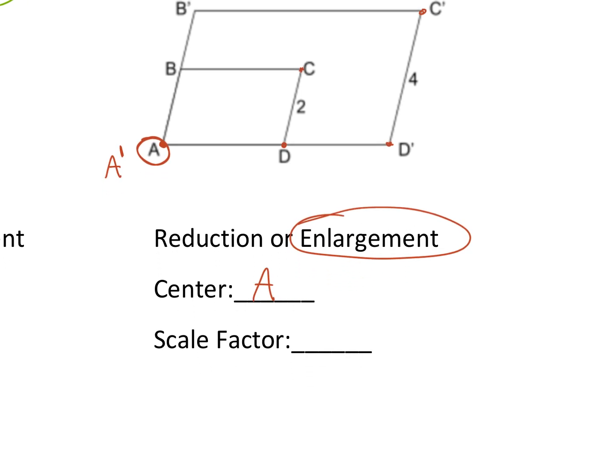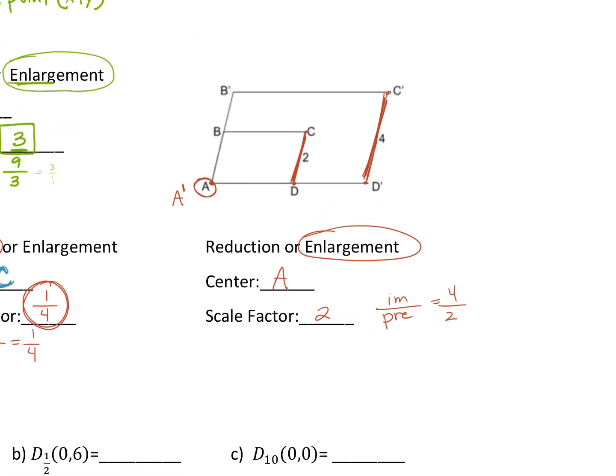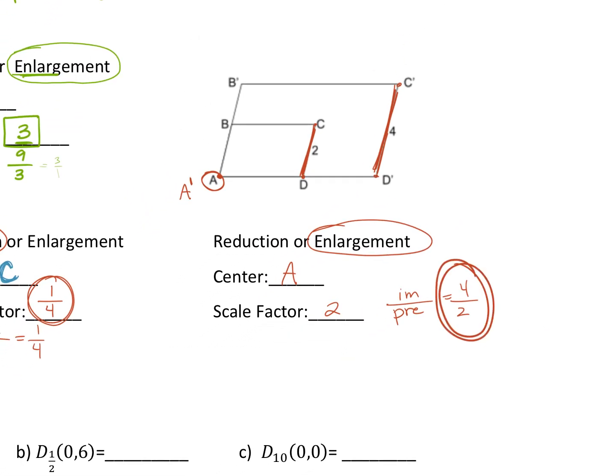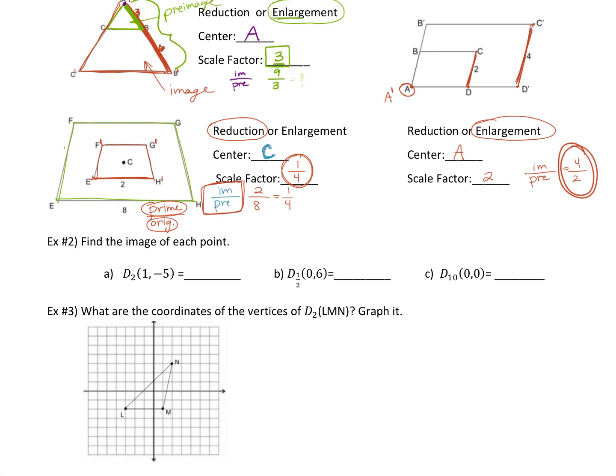And then your scale factor is your image over your pre-image. Your image is this length, right? Your pre-image is the 2. So 4 over 2 is a scale factor of 2, which makes sense because an enlargement has to be a number greater than 1. I knew it was 2, right? Oh, I get it. It's right here. Why did you say 2? We reduced it. 4 over 2. Understand. Okay.